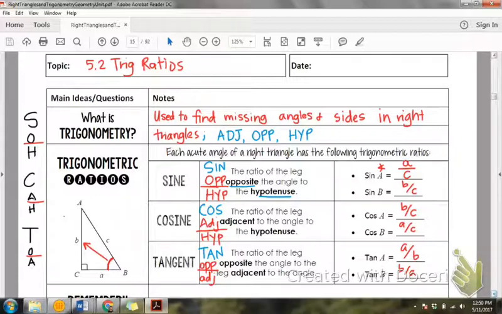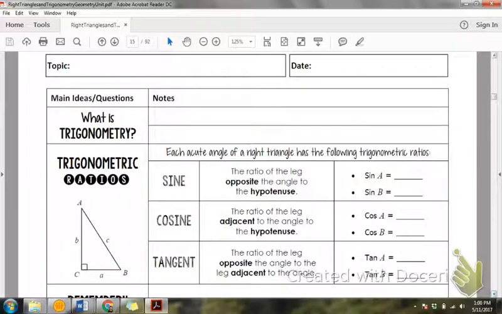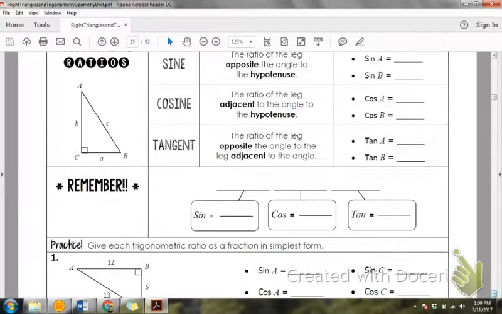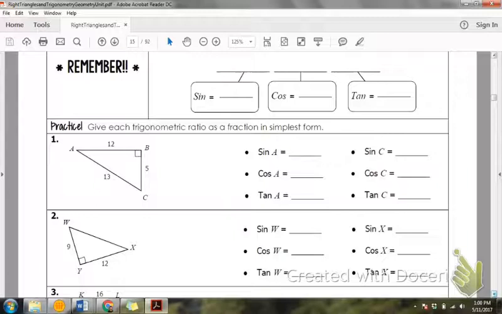Okay, let's do some examples down at the bottom. Okay, number... Oh, it says remember. Okay, so this is where we're going to put kind of our vocabulary in. So when we write Sokotoa, sine is always SOH, which is opposite over hypotenuse. CAH is always adjacent over hypotenuse. And TOA is opposite over adjacent.